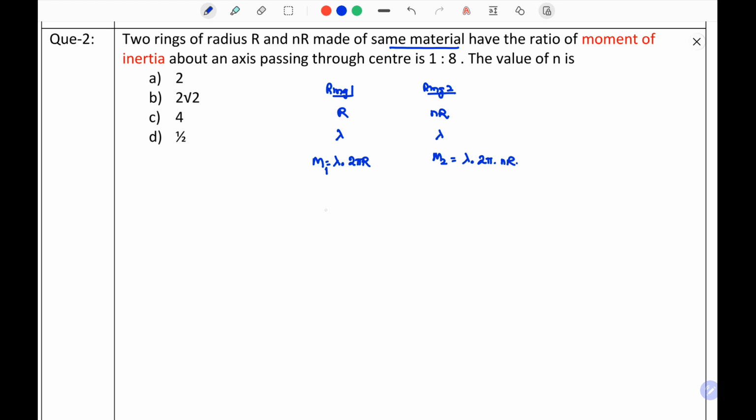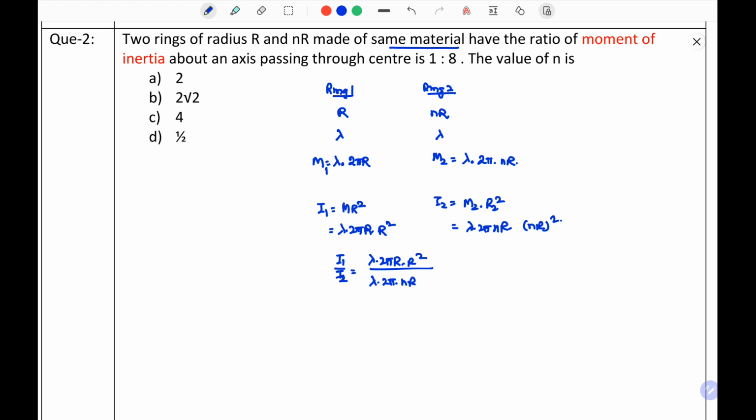So for a ring we know that moment of inertia is m into r square. Mass of the first ring is lambda into 2 pi r, and radius square. And I2 for the second ring will be equal to mass m2 into r2 square. It will be equal to lambda into 2 pi nr into nr whole square. We have to find the ratio of the moment of inertia which is given. This is I1 by I2 is equal to lambda into 2 pi r into r square divided by lambda into 2 pi into nr whole square, and this ratio is given 1:8.